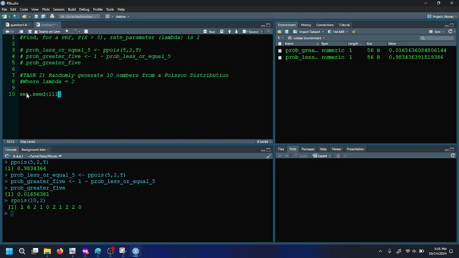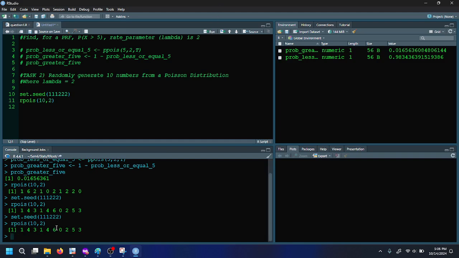I'll set a seed of 111222 right here, and then I'll do rpois(10, 2). Very quickly, let's run this line and then this line. If we look at our output, we have 1, 4, 3, 1, 4, and so on. If I run this line again and then this line again, I get the exact same output.